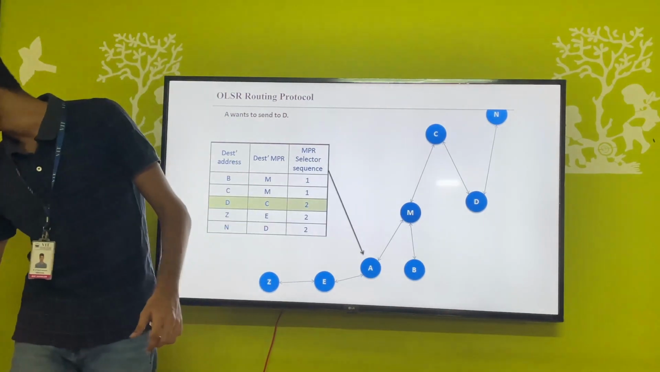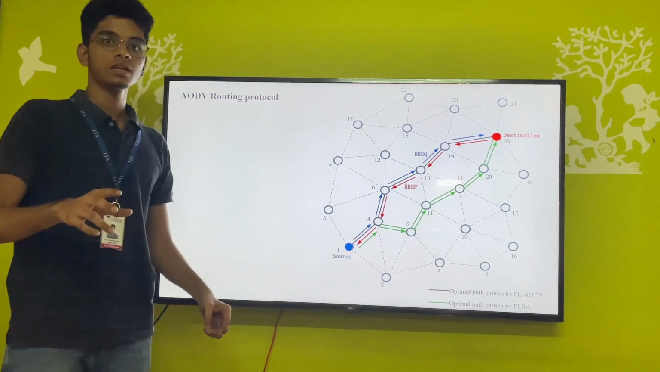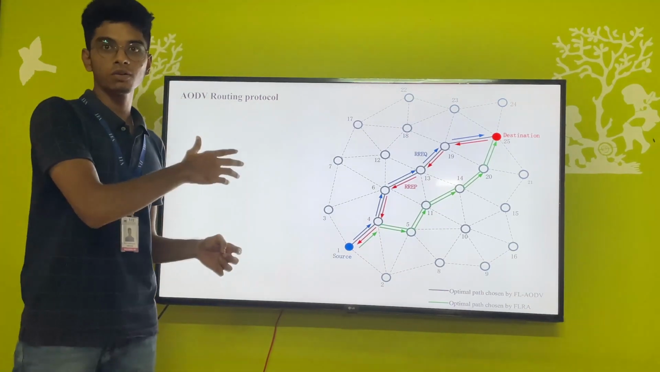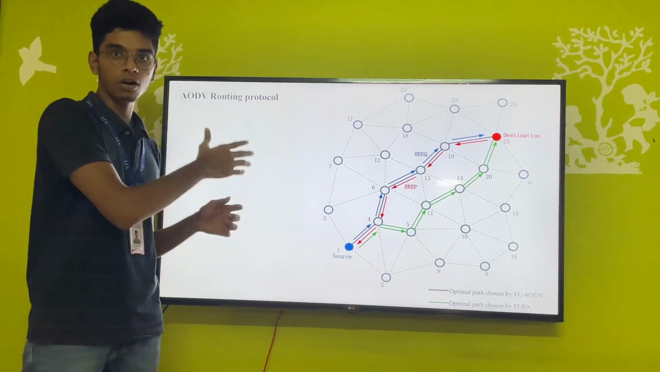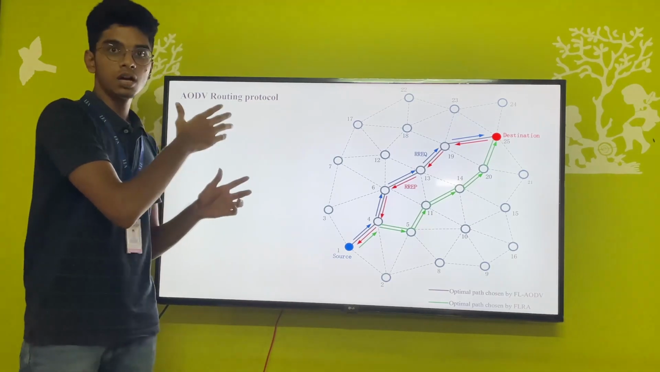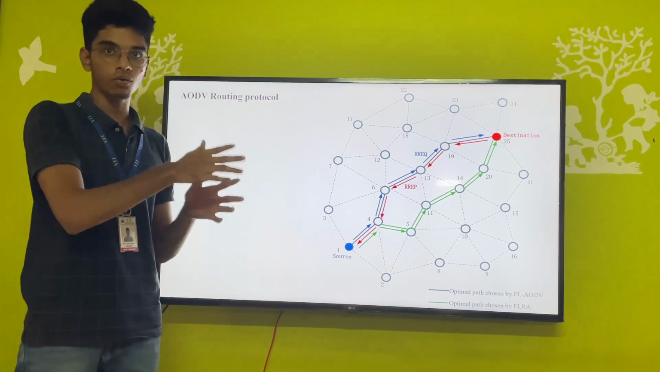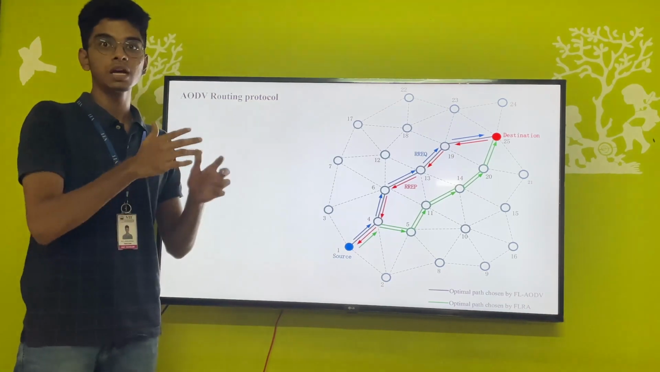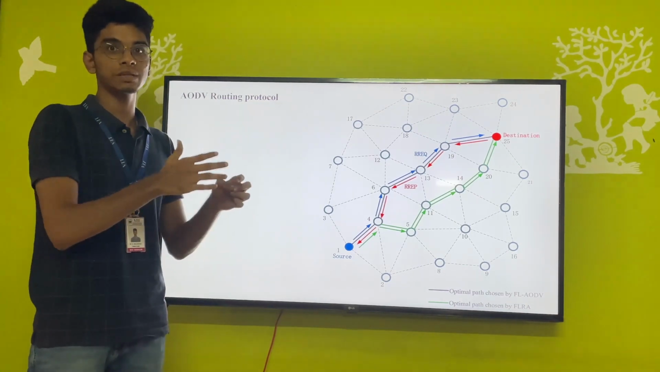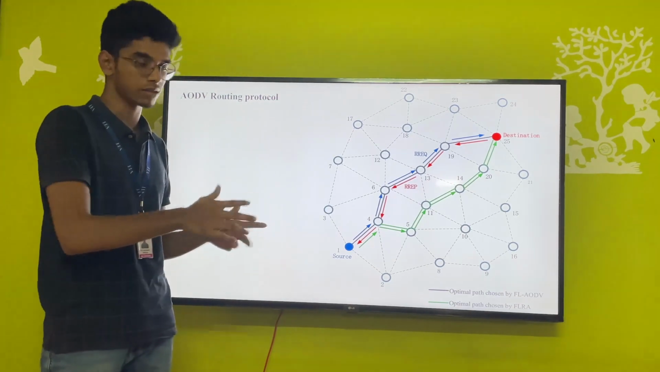And next off we have AODV, which is reactive routing. Reactive routing such as AODV, which is Ad Hoc On-demand Distance Vector routing protocol, works by discovering routes only when they are needed. This reduces overhead and energy consumption, but can lead to slower routing decisions, especially in highly dynamic networks.